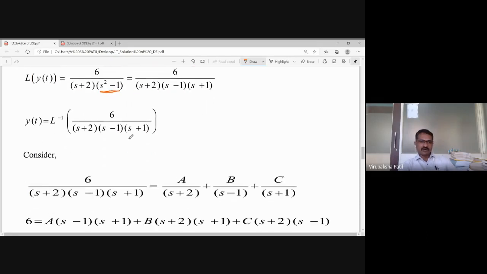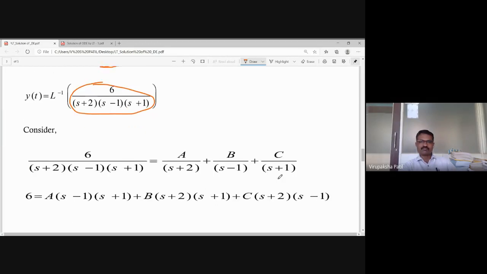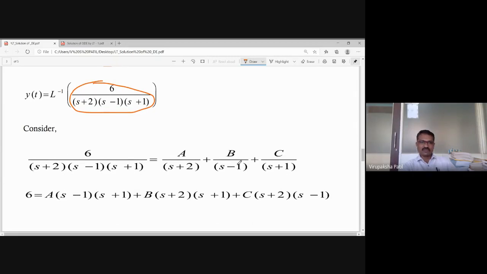First, we have to resolve this into partial fractions. Then we have to apply the inverse term by term. This can be resolved as a sum or a difference of two or three terms. So consider 6 divided by s plus 2 into s minus 1 into s plus 1 is equal to a divided by s plus 2 plus b divided by s minus 1 plus c divided by s plus 1. You can interchange these factors.